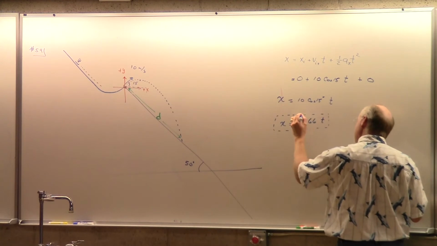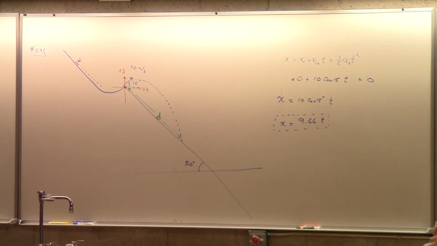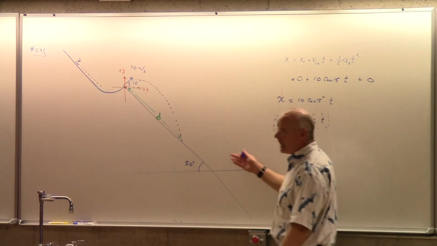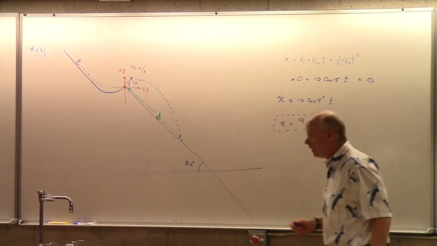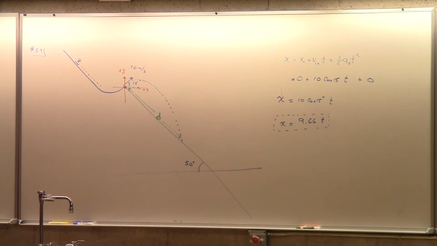And so this tells me where in the horizontal direction the jumper is as a function of time. 1 second, 2 seconds, 3 seconds, 4 seconds. Unfortunately, that doesn't really tell me where it lands. So I got a little more work to do here. But that's as far as I can go with the X motion.